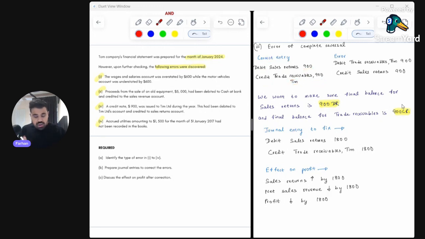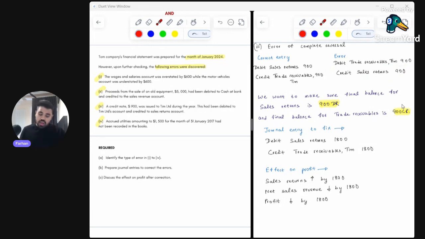But look at the error that was made. The error that was made was basically the exact opposite, where we ended up debiting trade receivables Team by 900 and crediting sales returns by 900, right? So you can easily see that the correct entry was the exact opposite to what we have actually done. And that is why this type of error is known as an error of complete reversal, where the whole thing is just basically reversed and inverted.